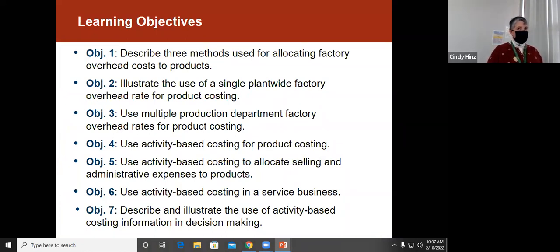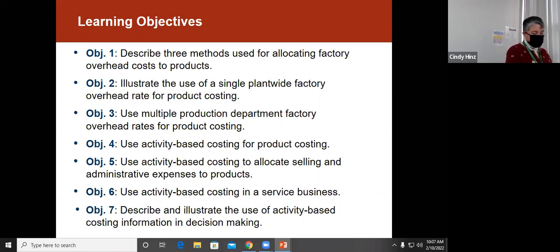So activity-based costing, just to be clear, it seems like if you just look at the chapter titles for these three chapters, this being the third, we have job order costing, process costing, and then activity-based costing. It seems like, looking at the chapter titles, that this is a whole new way to do costing. And while it is a new approach, it is not a substitute for job order or for process costing. A company is still going to use job order or process costing or some hybrid that they create for themselves.